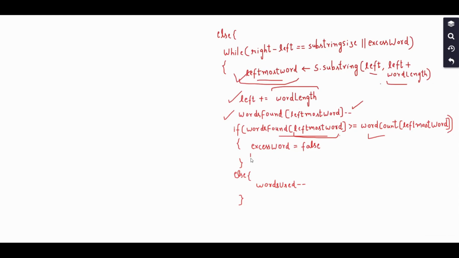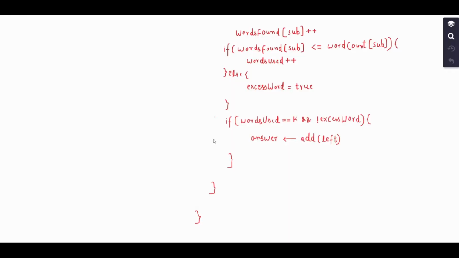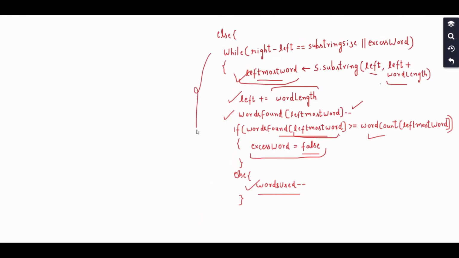And since we have removed the excess word from the window, we turn our boolean variable to false. That means we do not have any other excess word till this point. Otherwise, this was not an excess word. Therefore, I decrement the words used by 1. That means we have removed one word from our current window, and that means the word that we removed was a valid word. So this basically stores the number of valid words. Valid words are the words which are present in the words array. Fine. Then this is the case number 2 which we are handling.